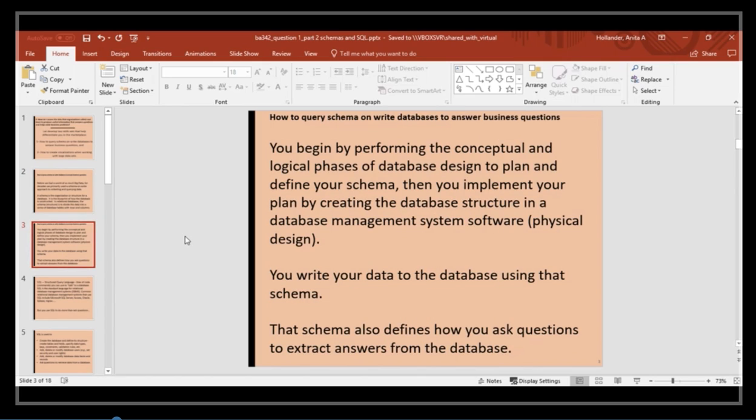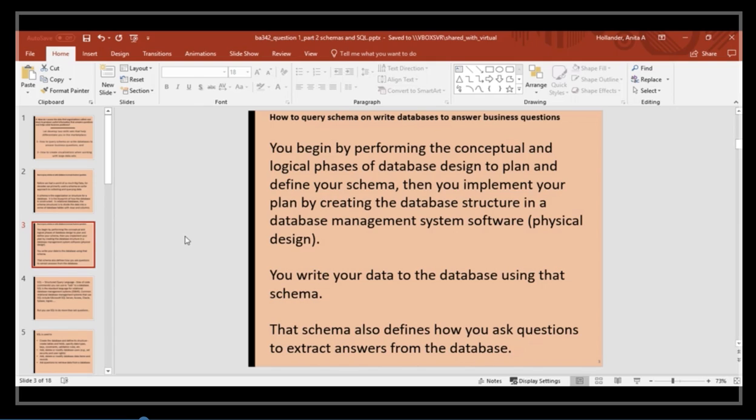This process actually begins with something you've already discussed, which is the conceptual understanding of what we need from a business perspective, and then our blueprint of that, our logical design to plan what we're going to do. And then finally, you go and build it using some database management system software environment.